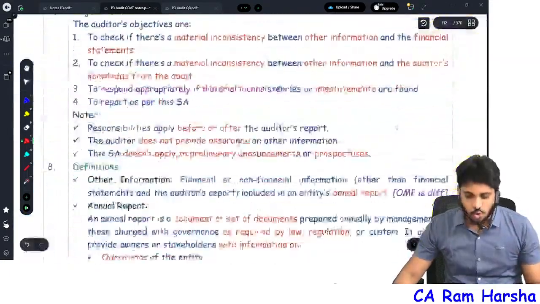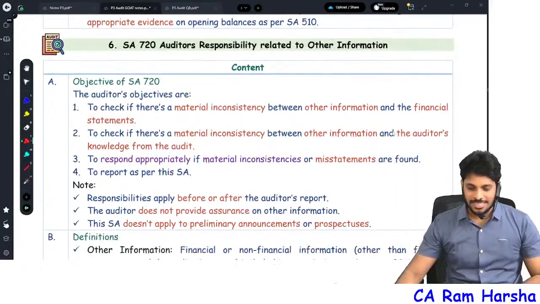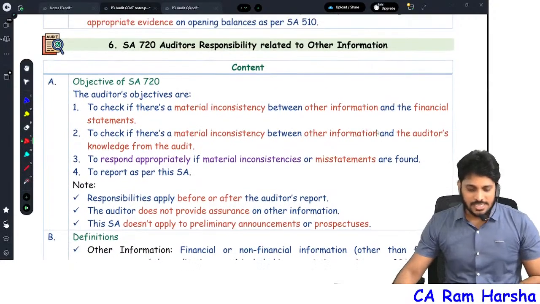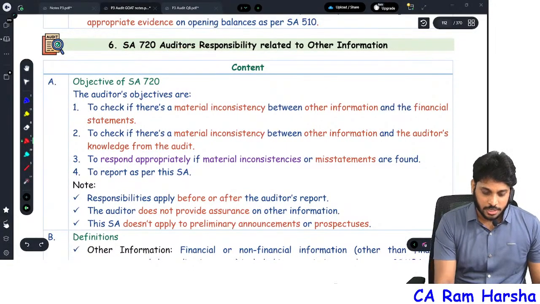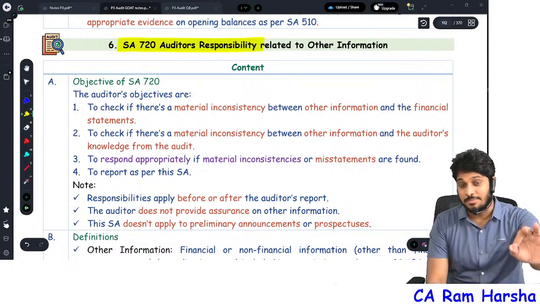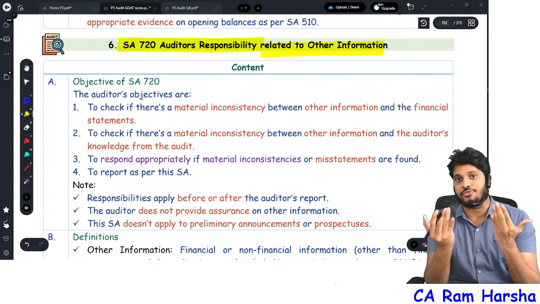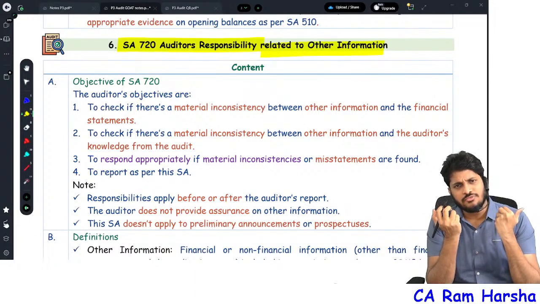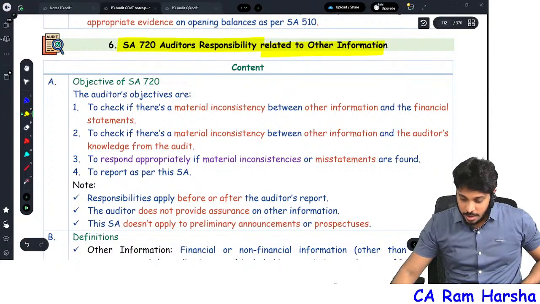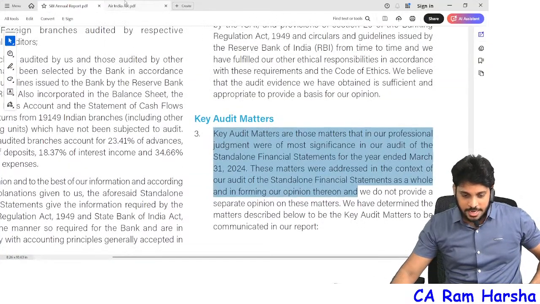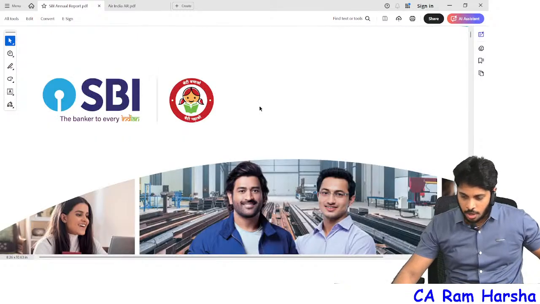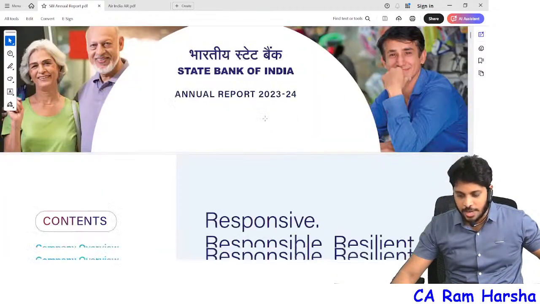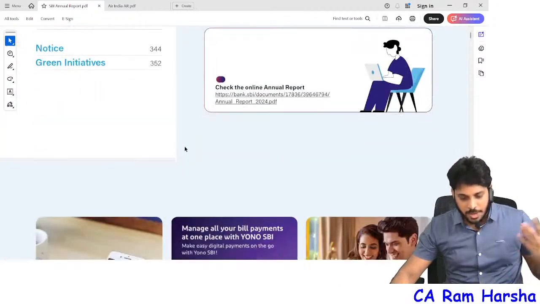Then I will go to 720. What is the 720 standard? What is the auditor's responsibility related to other information? What is other information? For example, I will show you the Air India audit report or the SBI audit report. You see, the SBI annual report is almost 364 pages here.